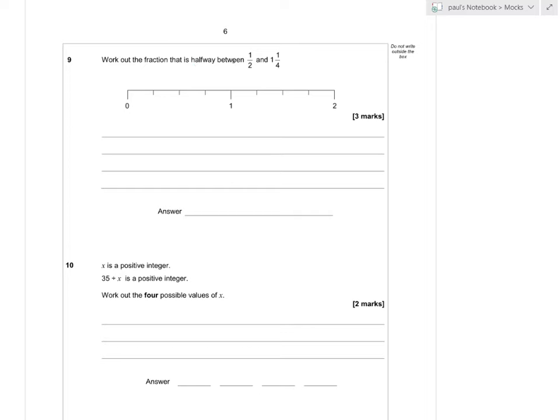Work out the fraction that is halfway between a half and 1 1/4. Well, 1 1/4 is there, and half is there. Now halfway between is going to be there. Now do we have to actually say what it is? So this is quarters, so this would be eighths. So it would be 2, 4, 6, 7 eighths. I wonder whether we just had to put the arrow or... No, we had to work it out.